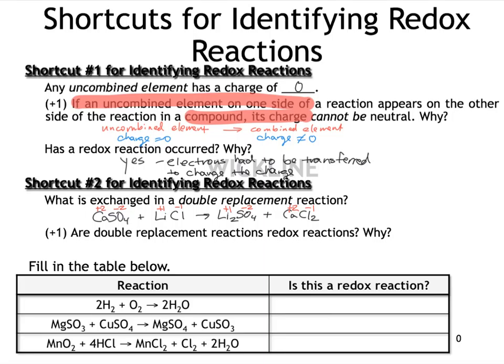But one of the things that I can show really easily using this method is that the calcium has stayed +2, the sulfate has stayed -2, the lithium stayed +1, and the chloride stayed -1. So none of the ions changed their charge, and that is proof that double replacement reactions are not redox. So if it's not electrons that are being exchanged in a double replacement reaction, what is? It's the ions themselves, not the electrons.